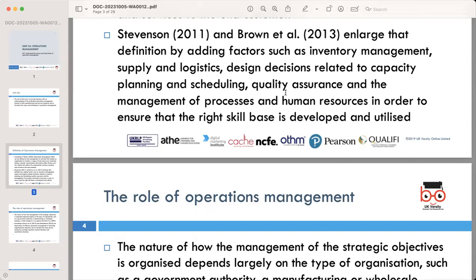Whatever they do, process, quality assurance, these are different departments, like quality assurance, design decisions department, inventory management, but they come under one main department, which is operation management. Everything comes under operation management. So these are basically different operations: inventory, supply, logistics, planning, or quality. Got it, Khurram?